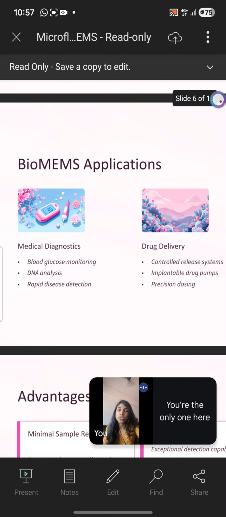And then biomems applications. Biomems, as we know, is a combination of MEMS and bio. They are used in medical diagnosis, for example, in DNA analysis and blood glucose monitoring.